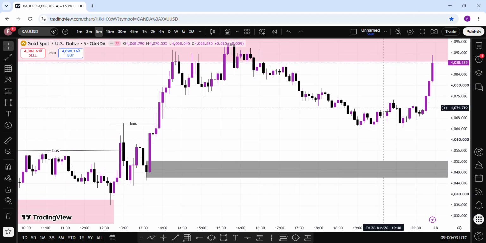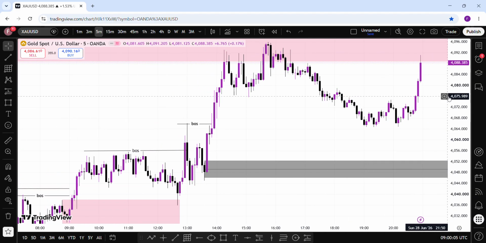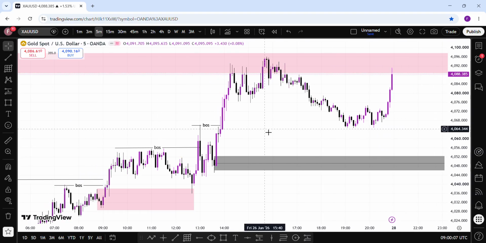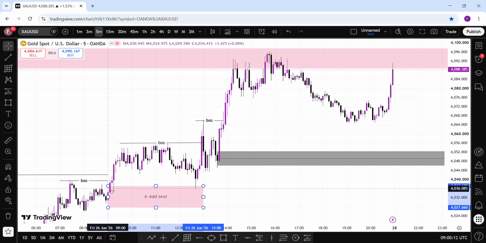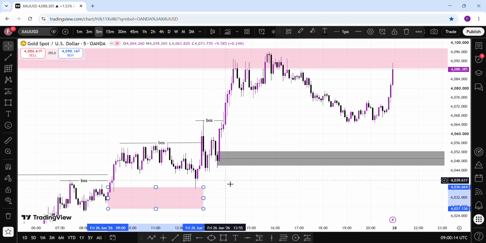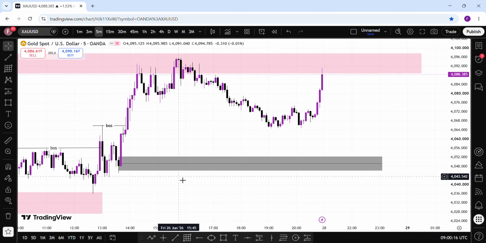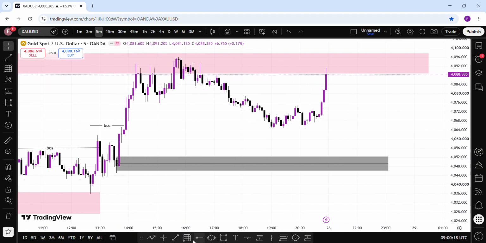So from 5 minutes, we have this breakout structure. This is the most recent breakout structure. After this one, the price has tapped into it. See, the price has tapped into this other block. We have this recent breakout structure. We have a fair value gap here. We have a fair value gap here.